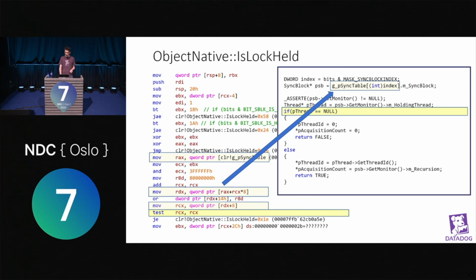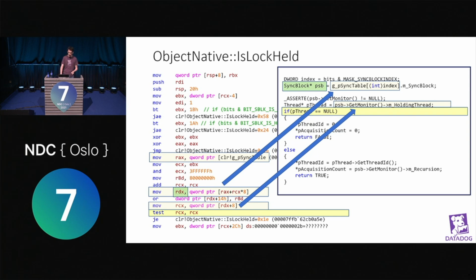Assuming this is the case, it will mean that the result, which is a pointer to the sync block, will be stored in the RDX register. And so when we read RDX plus 8, it will mean that we are calling GetMonitor on the sync block and fetching the m_holdingThread field. Here it's a bit of a stretch, and so I really needed to verify this before moving forward.